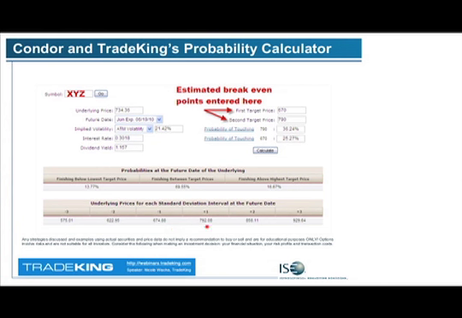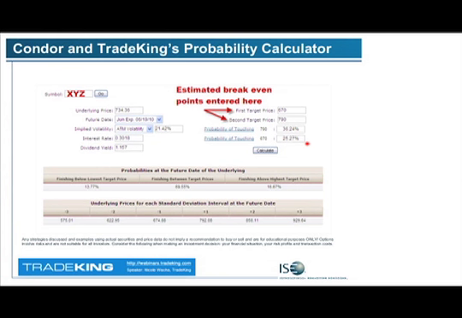What I also get, though, when I do this is it tells me this probability of touching, okay? Well, what does that mean? Well, so far we've only talked about what's going to happen at expiration. But we don't live in a vacuum. Things fluctuate, right? And that's what makes the market.